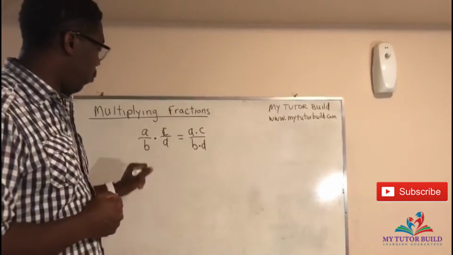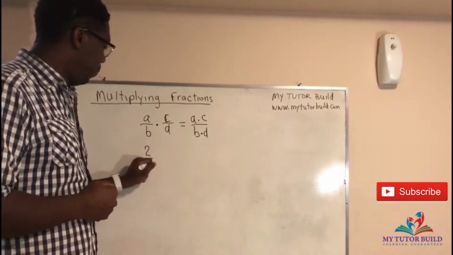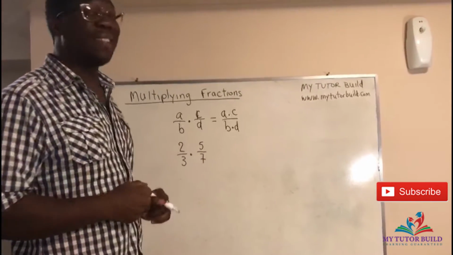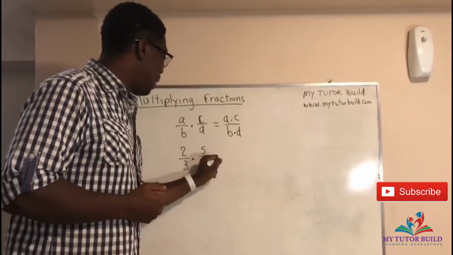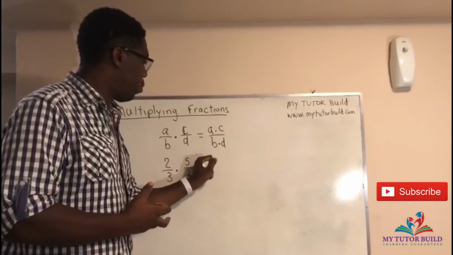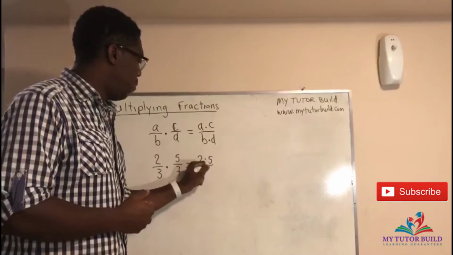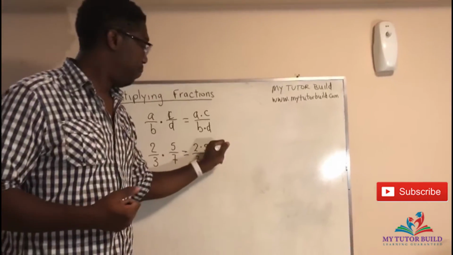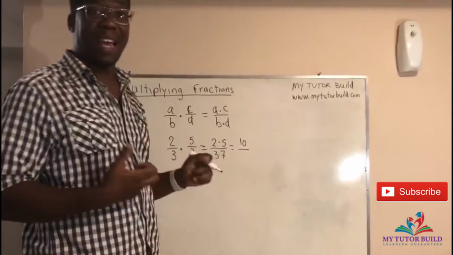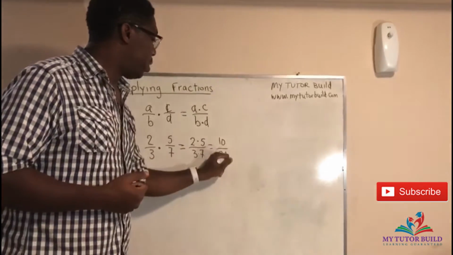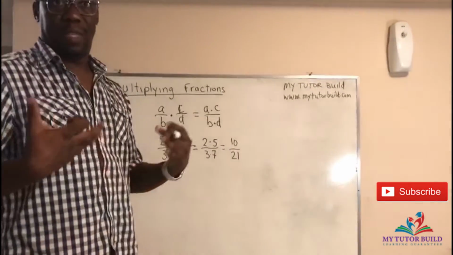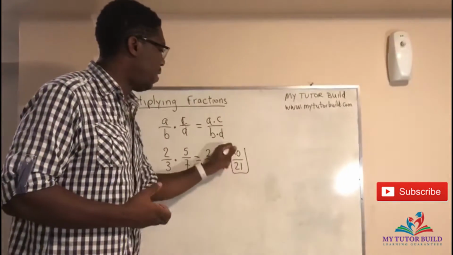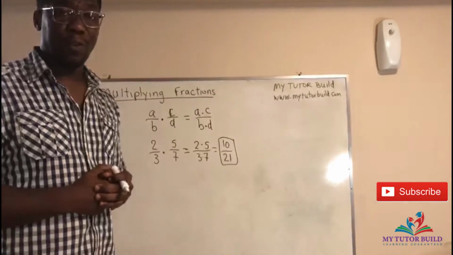For example, if you have the fraction 2/3 times 5 over 7, when you multiply numerator times numerator, you're going to do 2 times 5 over 3 times 7. So 2 times 5 is 10, and 3 times 7 is 21. This is a normal fraction, not an improper fraction, so we're going to leave it as is. And the final answer is 10 over 21.